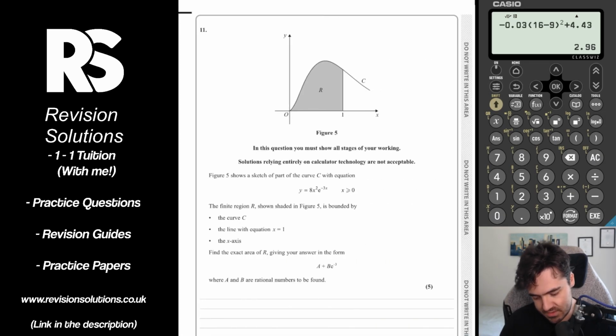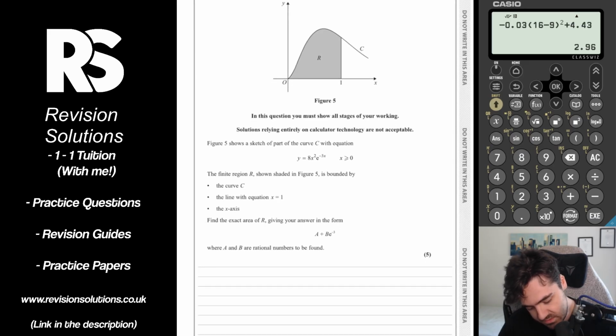Moving on to question 11. It says figure 5 shows a sketch of part of the curve C with that equation given. The finite region R shaded in figure 5 is bounded by the curve C, the line with equation x equals 1 and the x-axis. And it says, can we find that area?